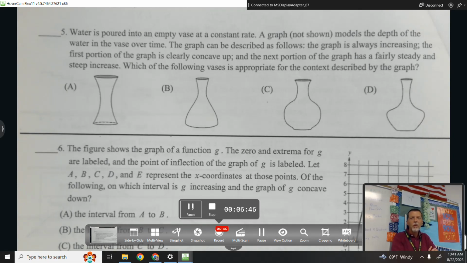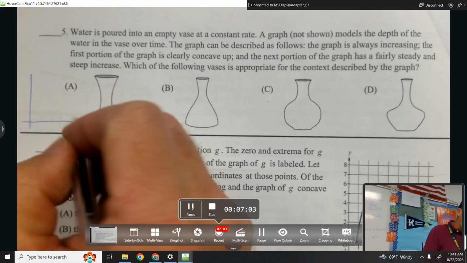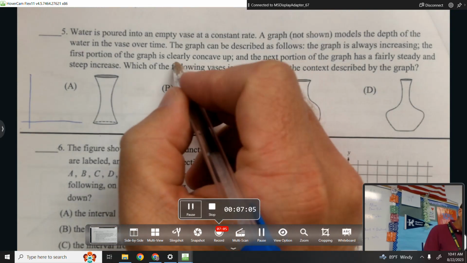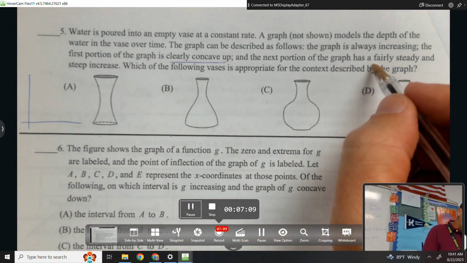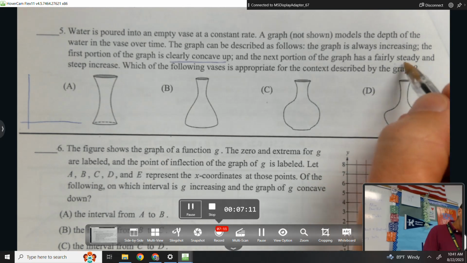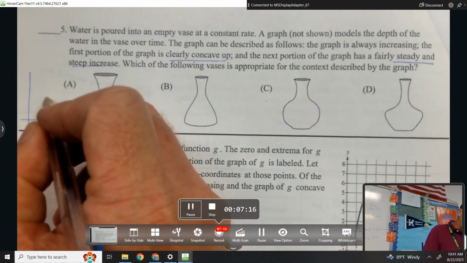The graph is always increasing. Okay, so if I'm pouring water into a vase, the height is always increasing. I don't think that helps me. I assume I'm picking the vase here. The first portion of the graph is clearly concave up. I think I'm going to try to sketch what it says here. It's clearly concave up. The next portion of the graph has a fairly steady and steep increase. Steady and steep. So we're going to go concave up, steep increase.